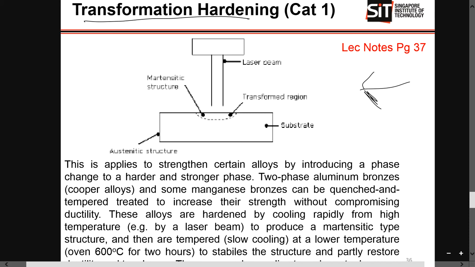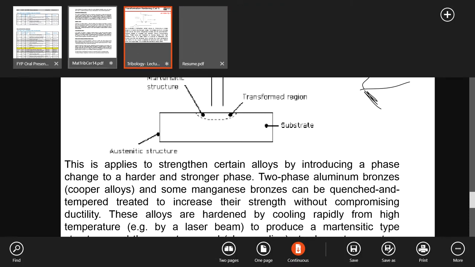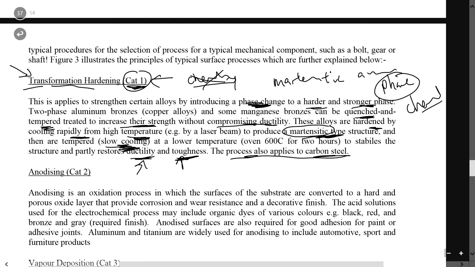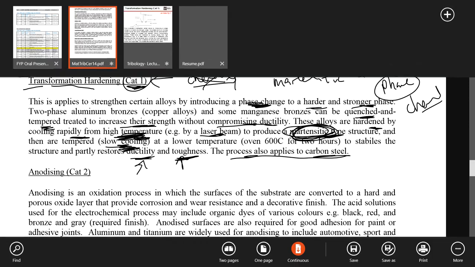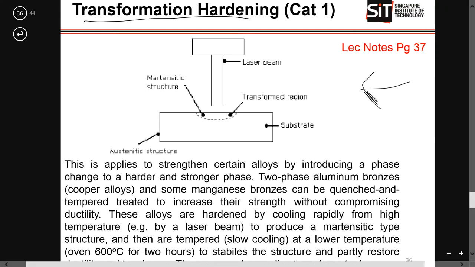Like I said just now, if you want a martensite type of structure, you need to increase the temperature. One way is to use a laser beam. Your laser beam will shine upon this place, causing it to heat up very fast. Once you heat up very fast and turn off the laser beam, it will also cool down very fast.